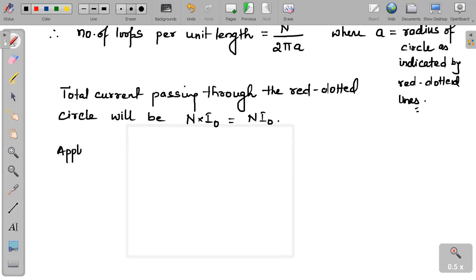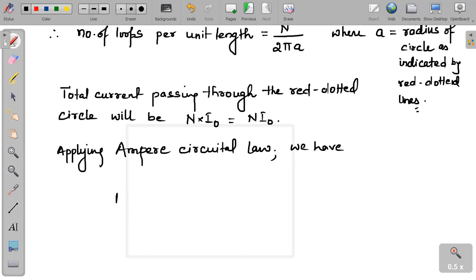Applying Ampere circuital law, we have B vector dot dl vector line integral is equal to mu naught into total current. I is equal to N I naught. This will become mu naught into capital N I naught.